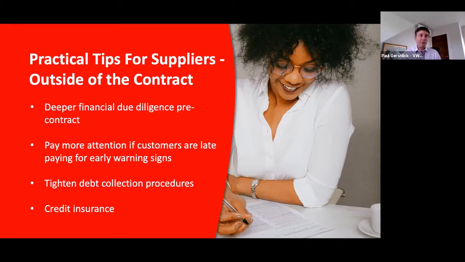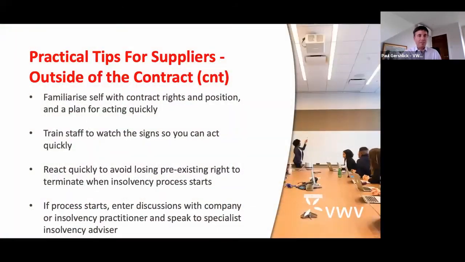And in terms of other practical tips, familiarise yourself with the contract rights and positions so that you are ready to act quickly, you know what your rights are, and train your staff to do the same, so that they're also aware of this new law. They may not be. So even more important than ever is that your staff are ready and they can report to you when anything might be starting to go wrong, and then do react quickly to avoid losing any pre-existing rights that arise before the insolvency process, so that you can terminate quickly just as the thing is setting in.